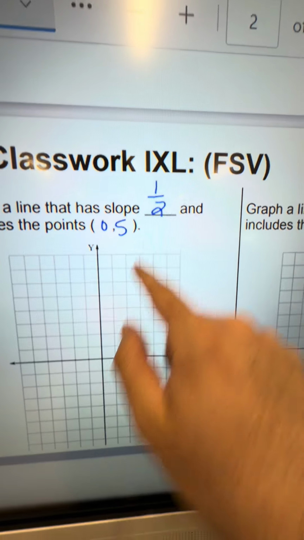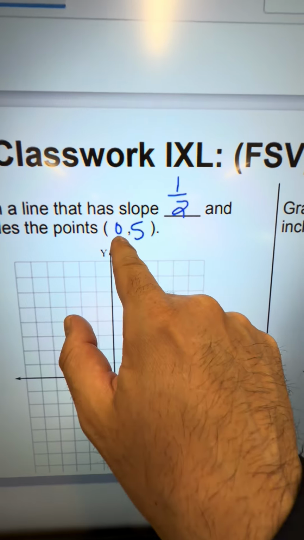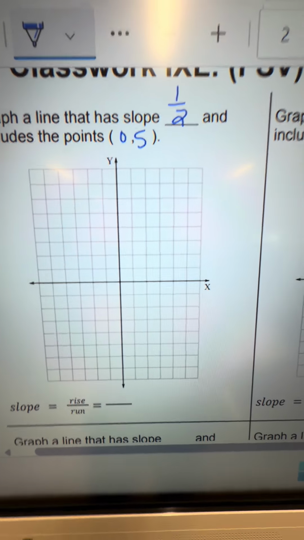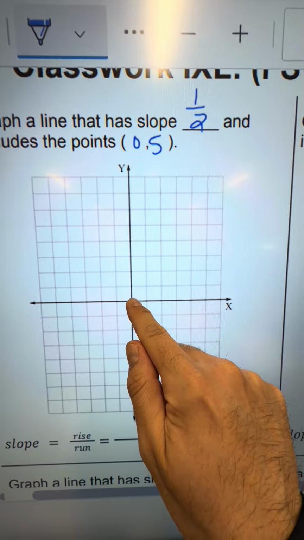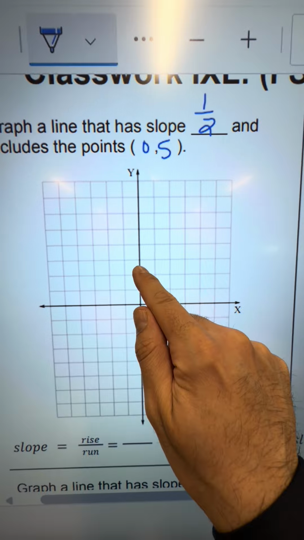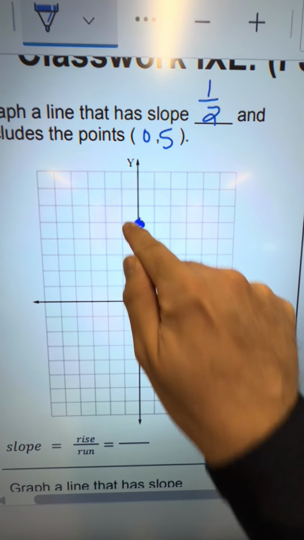So the slope for the first one we're going to do is 1/2, and it's going to pass through the point 0, 5. The way you're going to start these problems is you always plot the point first. So we're going to plot the point 0, 5, which would be here, and then up 1, 2, 3, 4, 5. So that's the point 0, 5.